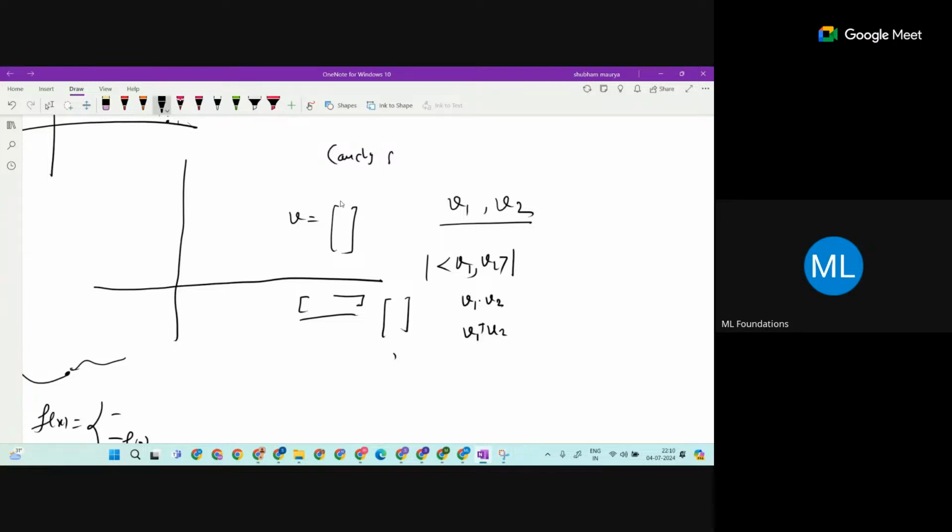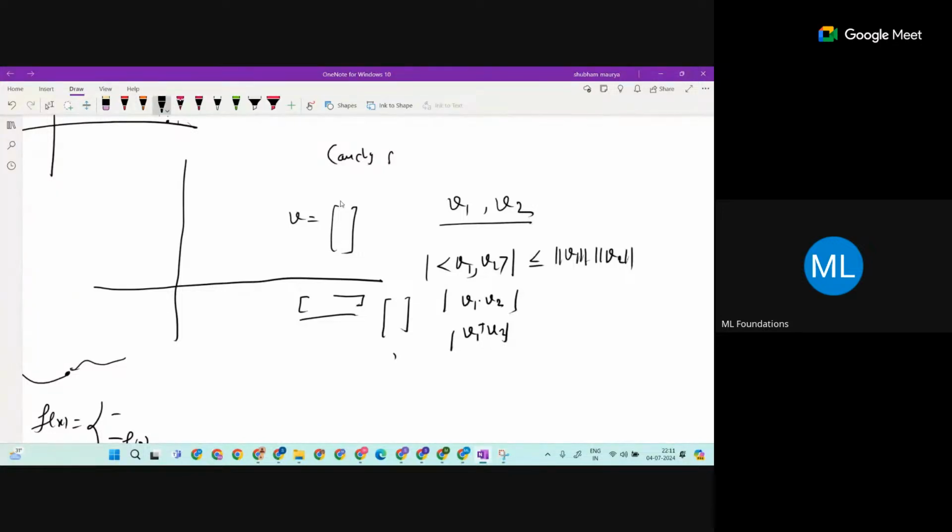So the absolute value of this dot product is going to be less than the norm, which is the length of the vector. If you separately find the norm of each vector, the dot product is going to be less than the product of these two.